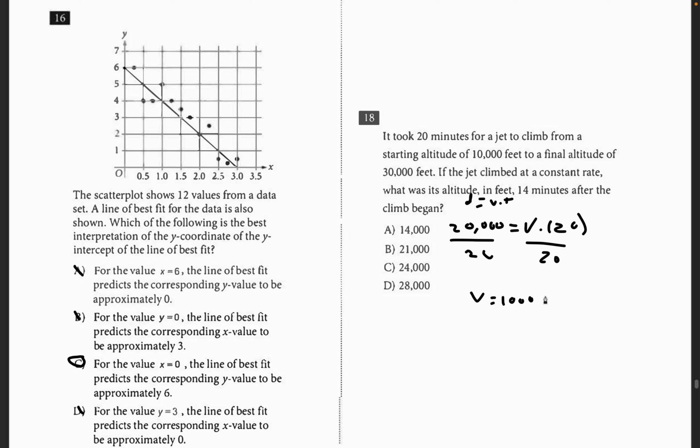So the rate or velocity equals 1,000 feet per minute. Okay, if the jet climbed at a constant rate, what was its altitude in feet? Okay, so it's a constant rate, right? So the velocity is the same. So now they're asking us to find the distance. So d equals 1,000 times 14,000 meters, or feet, sorry.